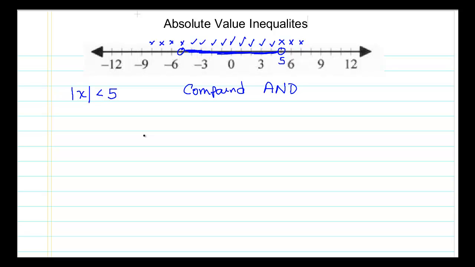If we were writing a compound inequality for this graph, ignoring what we did over here, we would say that x is between 5 and negative 5. So this inequality and this inequality are equivalent. So we're going to use this fact that an absolute value of an expression less than 5, or less than something, a number, is really equivalent to a compound and inequality, and our way of graphing and solving these will be to rewrite our inequality as a compound inequality.